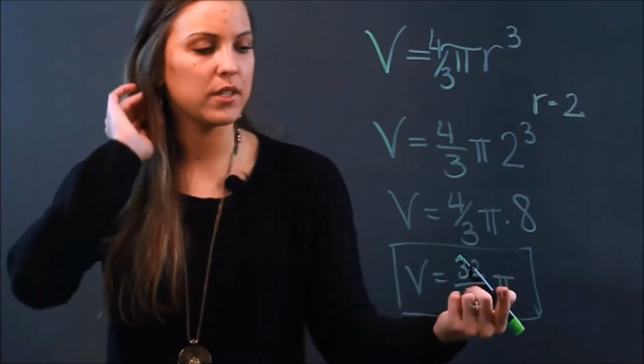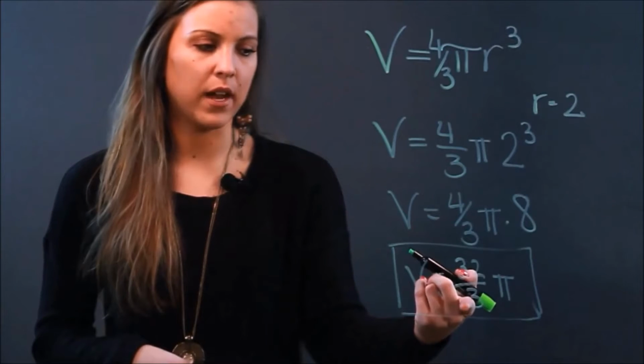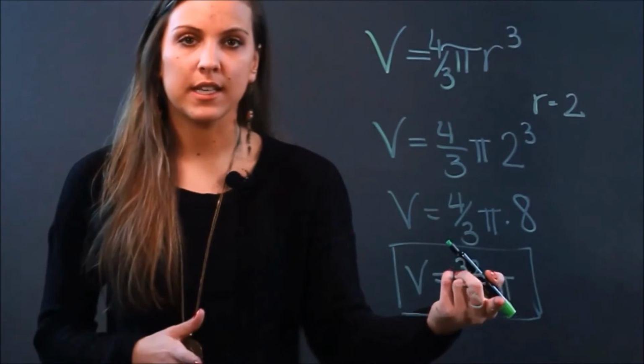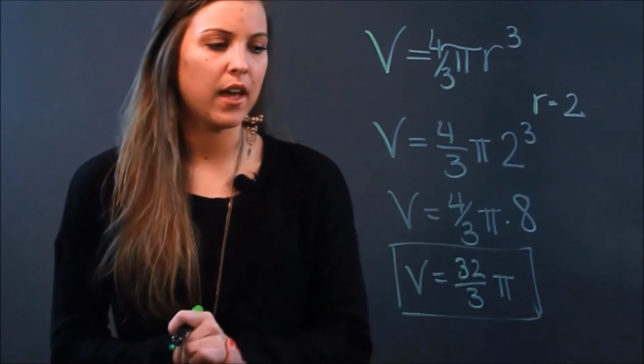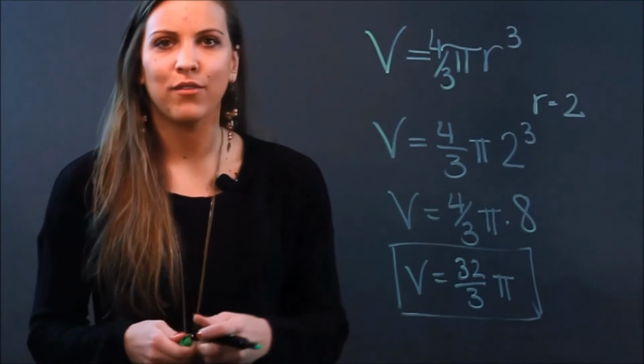So if your teacher asked you to use 3.14 as an estimate, you just plug in 3.14 and multiply it by this fraction. Or if she asks you to use the exact pi button in your calculator, you go ahead and do that. Otherwise, leaving it 32/3 pi is accurate as well. So that is how you find the volume of a sphere in 7th grade.